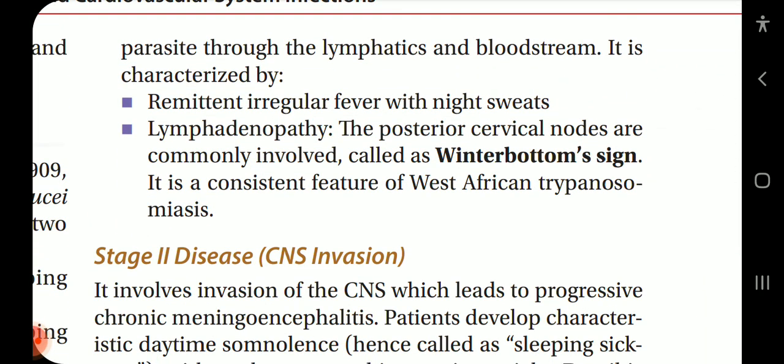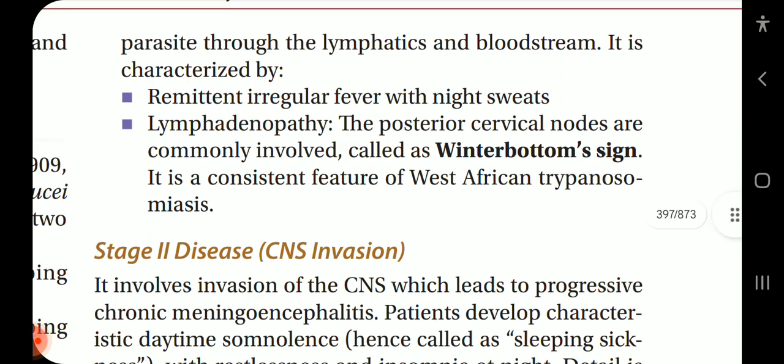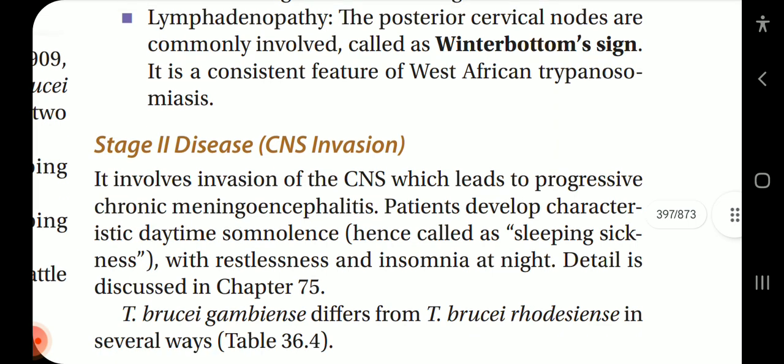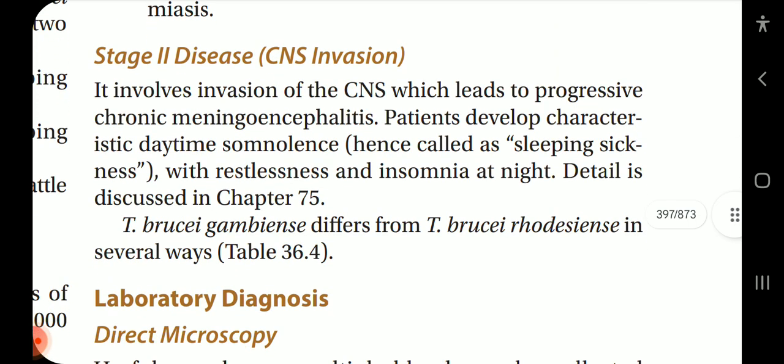It is characterized by remittent irregular fever with night sweats and lymphadenopathy. The posterior cervical nodes are commonly involved, called Winterbottom sign. It is a consistent feature of West African trypanosomiasis. Stage 2 disease is the CNS invasion, which leads to progressive chronic meningoencephalitis. Patients develop characteristic daytime somnolence, giving the name sleeping sickness, with restlessness and insomnia at night.